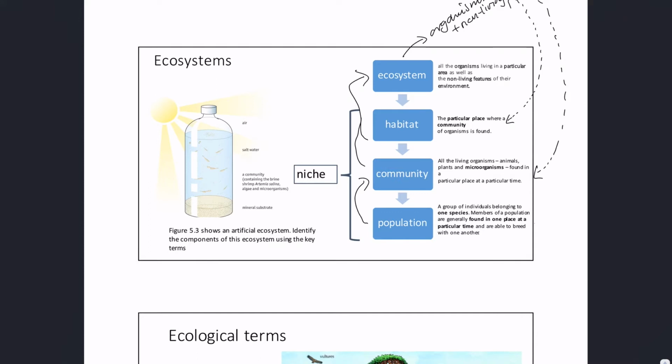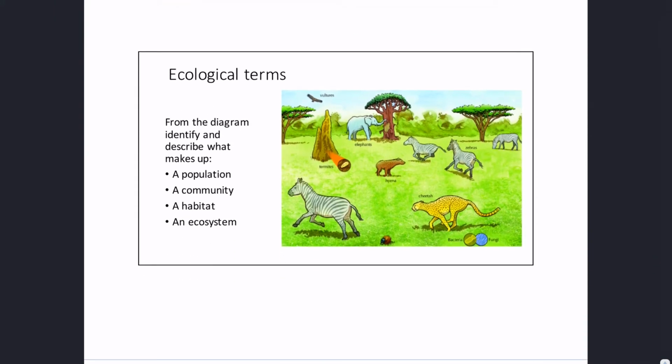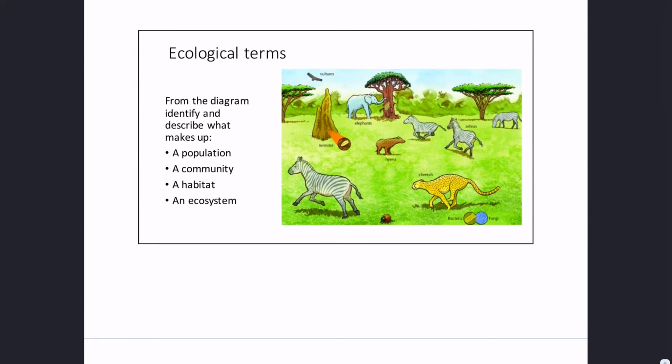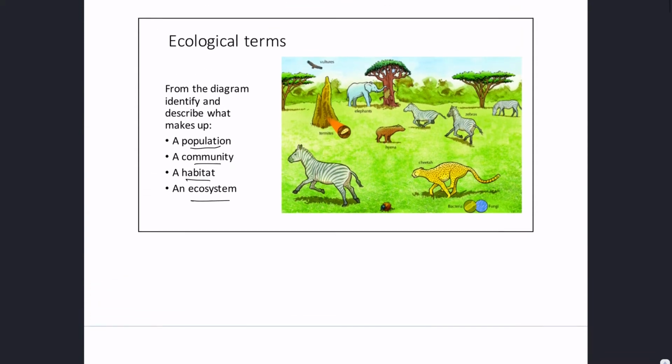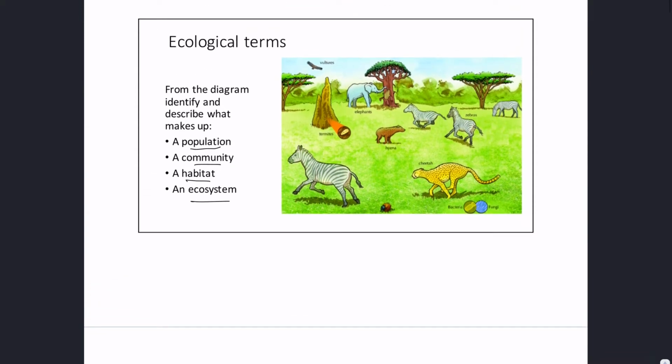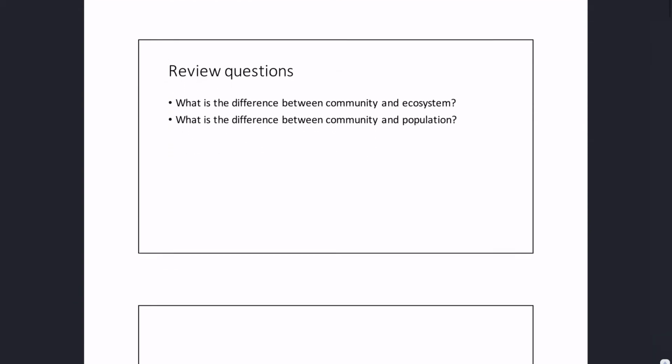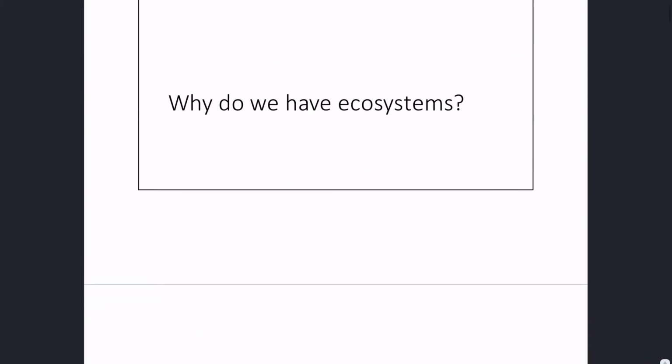Okay, let's move on. So we had that little exercise on looking at any given example and being able to describe from that example what makes up the population, what makes up the community, what's an example of a habitat, and what's an example of the ecosystem. And you should be able to do that for any given scenario. Okay, so we will move on.